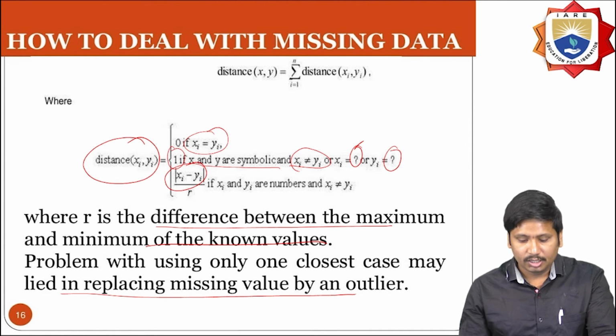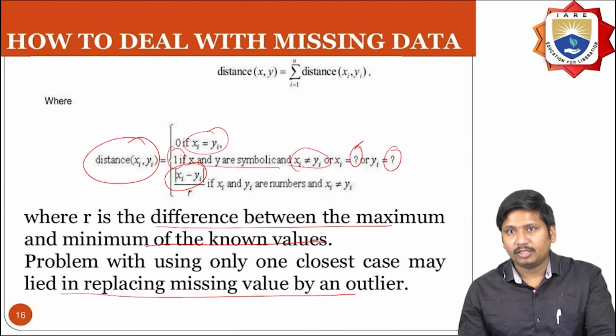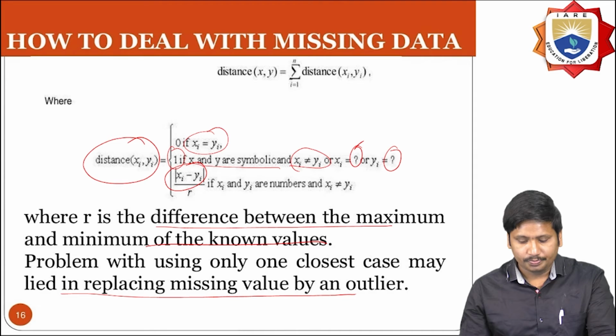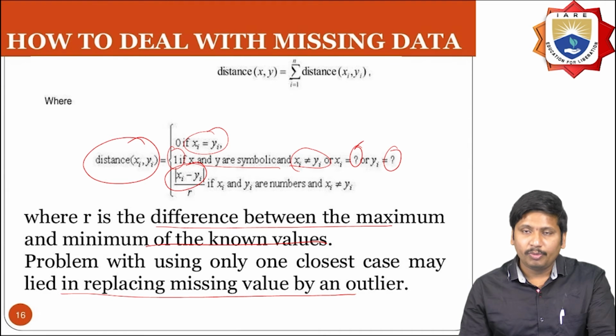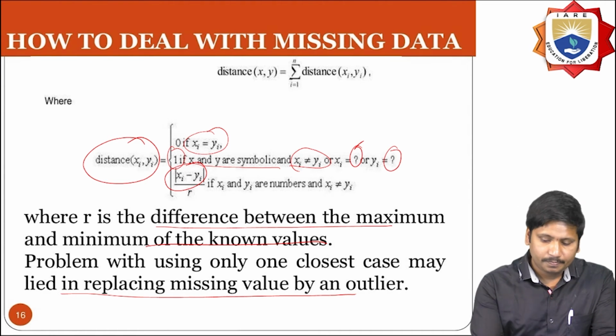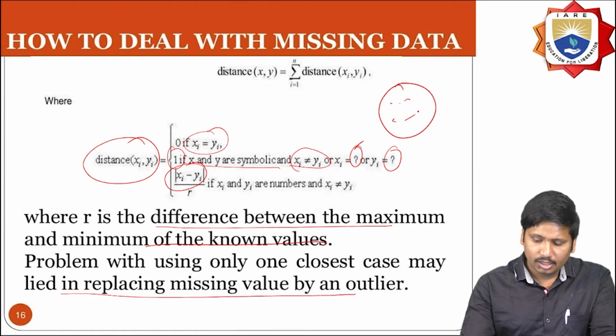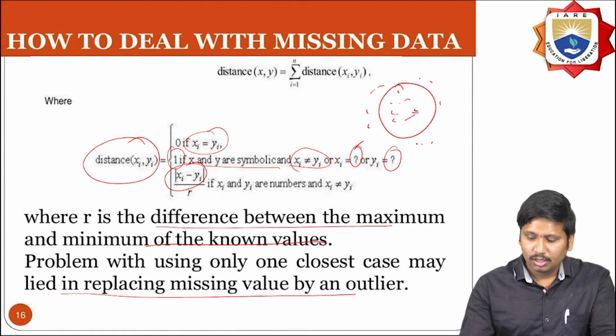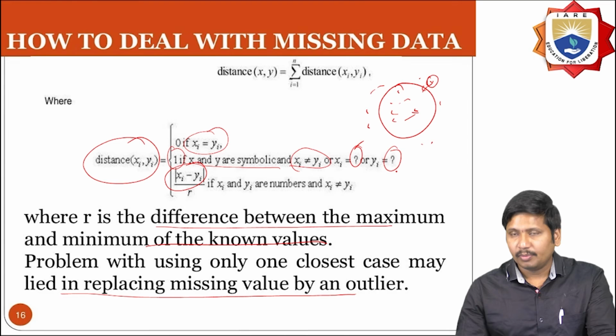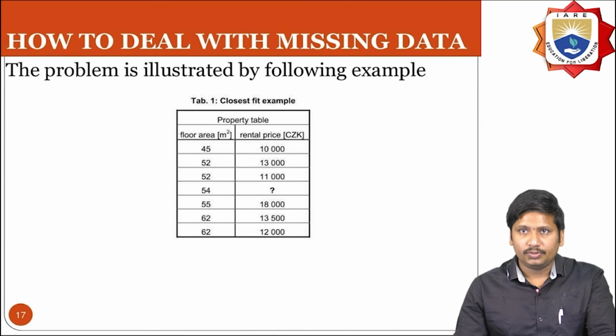Here r is nothing but the maximum difference between the maximum and the minimum of the known values. Most probably the values outside of this are going to be filled in. Suppose this is the cluster we are having. The outliers are the values that may lie outside of this. So the value which is closest to the cluster is going to be filled into the table. Like this, I can fill the missing data also.